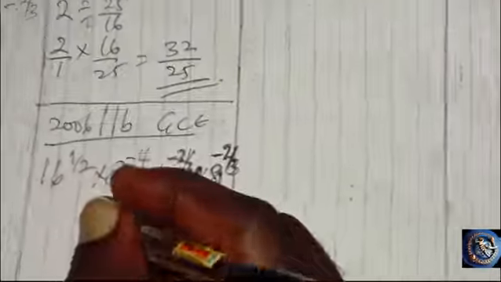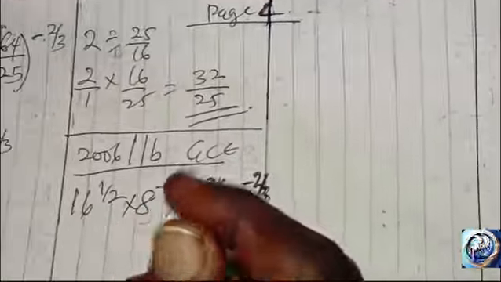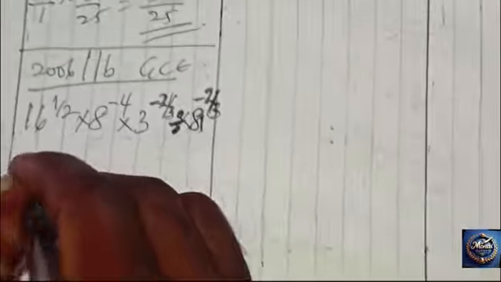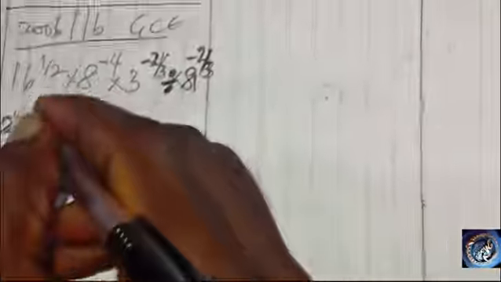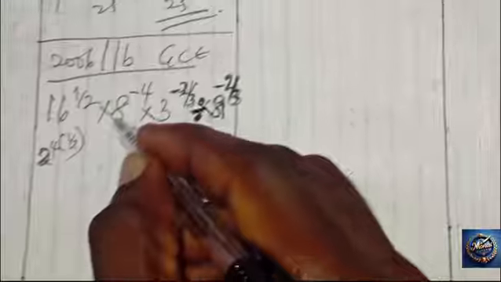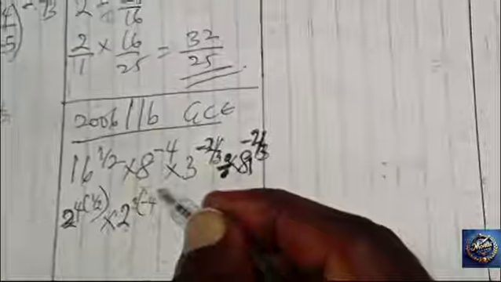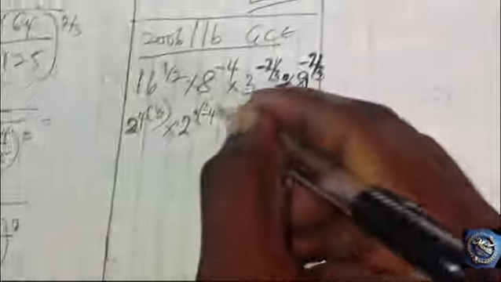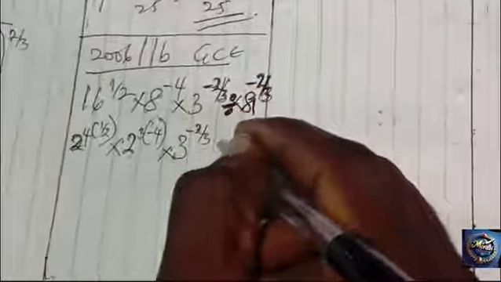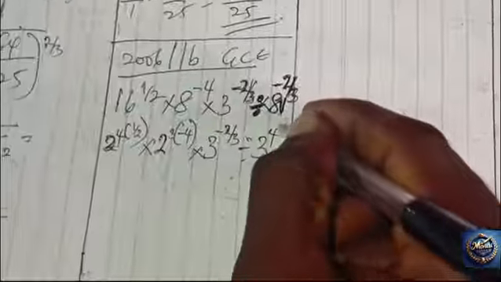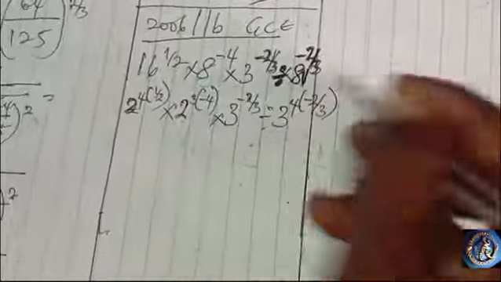So to get this, I want to make sure I split everything back to indices form. So this is going to give me 2 raised to power 4, bracket 1 all over 2. This 8 is going to give me 2 raised to power 3, bracket minus 4. Then times 3 raised to power minus 2 over 3, divided by this 81, which will give me 3 raised to power 4, bracket minus 2 over 3.